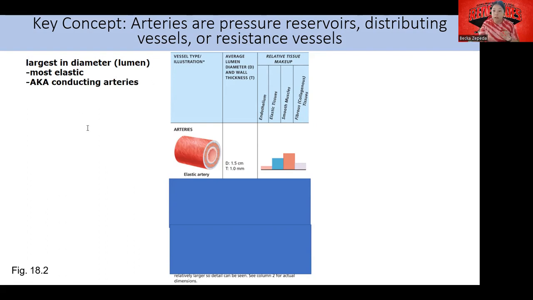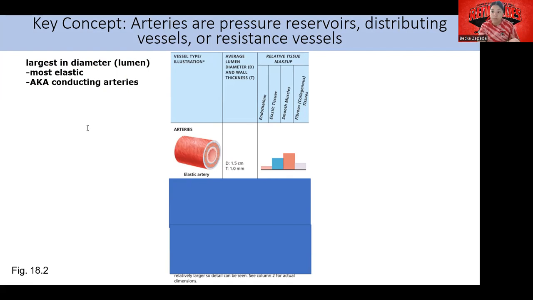is because these are the ones that are closest to the heart. So they are the ones that are feeling the full force of the contractions of the heart. So these arteries really don't have to use a whole lot of smooth muscle because the contraction from the heart allows them to expand, which is why they need to be so elastic. So the full force from the heart comes straight to those elastic arteries. So your aorta is an elastic artery.